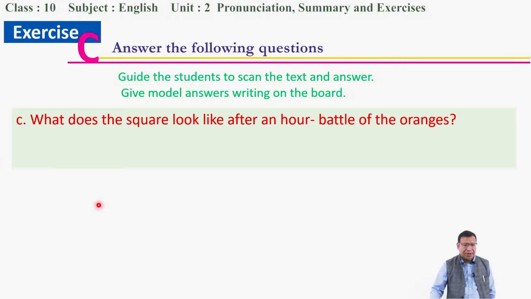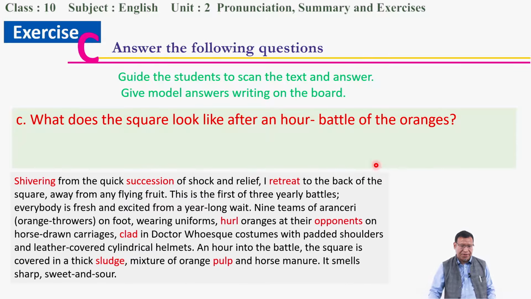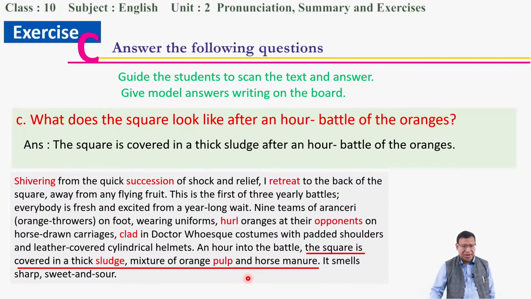Now the next one, question C: what does the square look like after an hour battle of the oranges? Look at this paragraph. As I told you already, you have to find the keywords. The keywords are the square, look like, an hour, battle. When you go on reading this paragraph, you can find the information here: the square covered in a thick sludge mixture. So this is the answer. Therefore you can say the square is covered in a thick sludge after an hour of oranges. Then you can always add, the square is covered in a thick sludge mixture of orange pulp and horse manure after an hour battle of oranges.